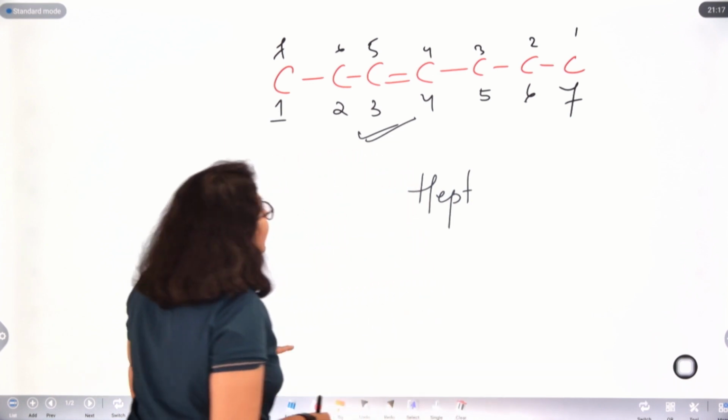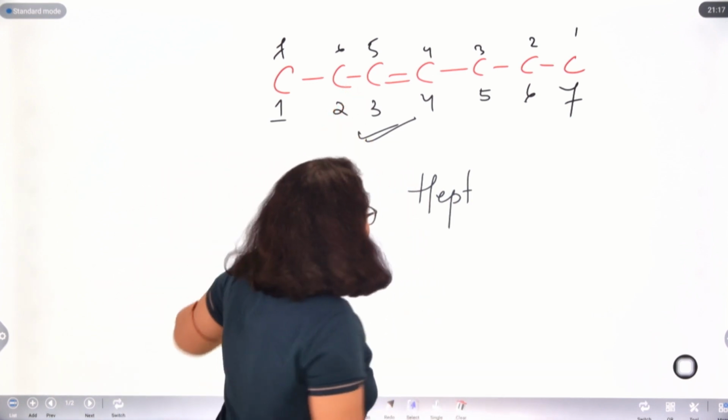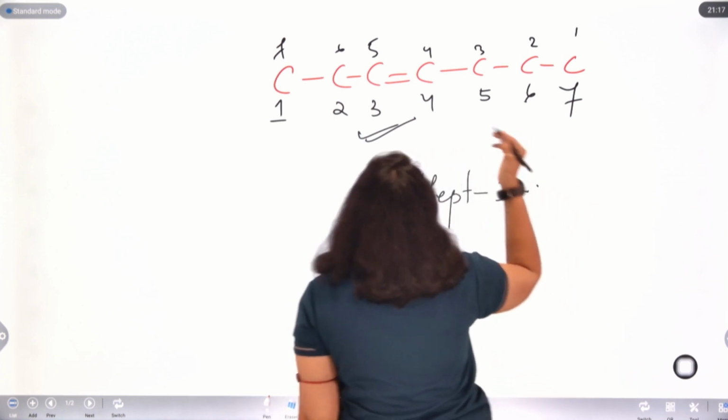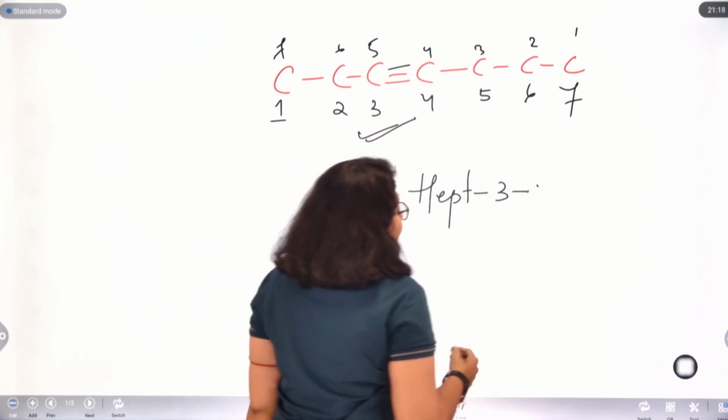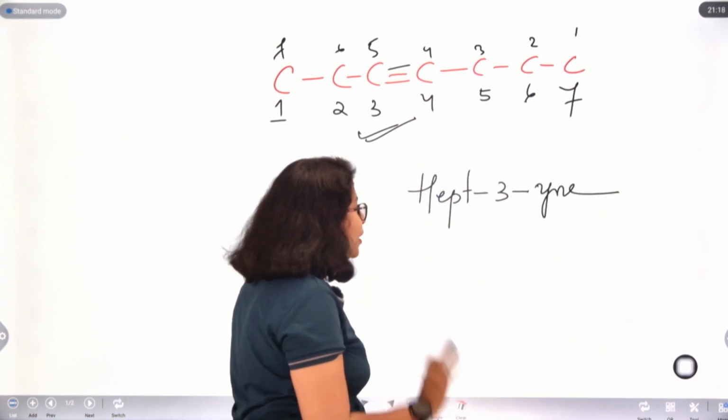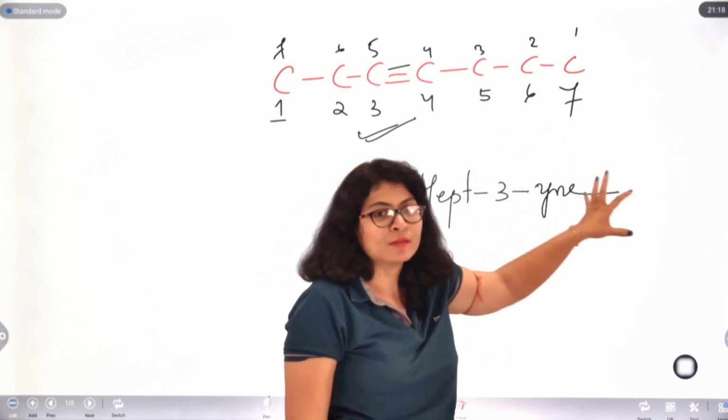And where is my double bond present? On the third side, right? So I will write hyphen 3 hyphen, and the bond is, suppose let me make it a triple bond. So the bond will be YNE. The suffix for that will be hept-3-yne is the name.